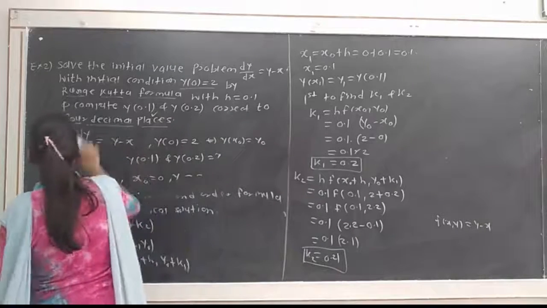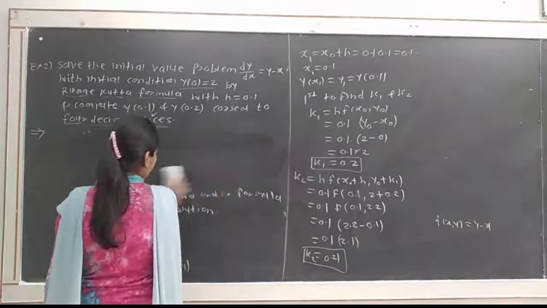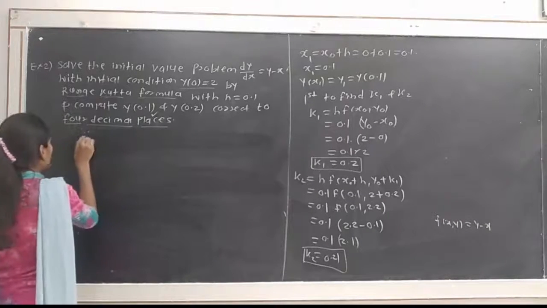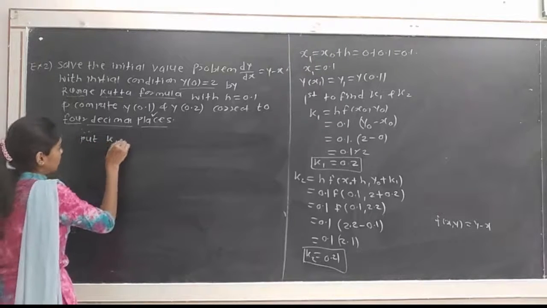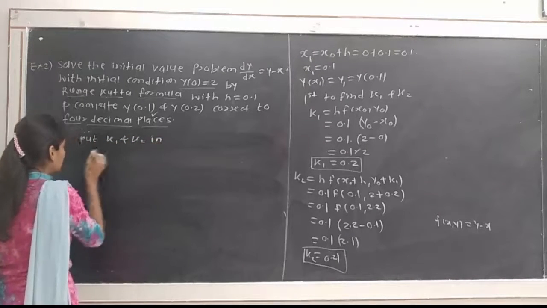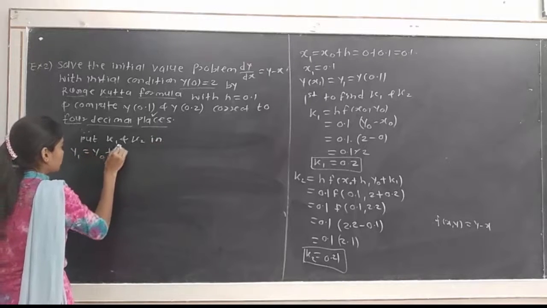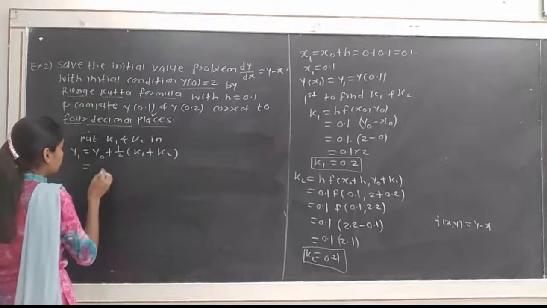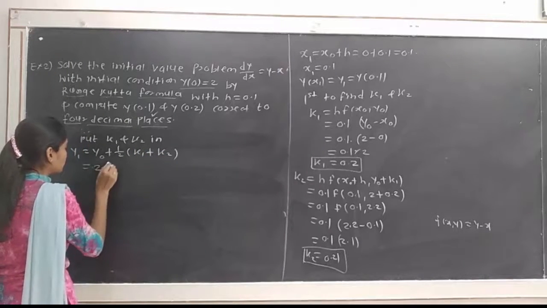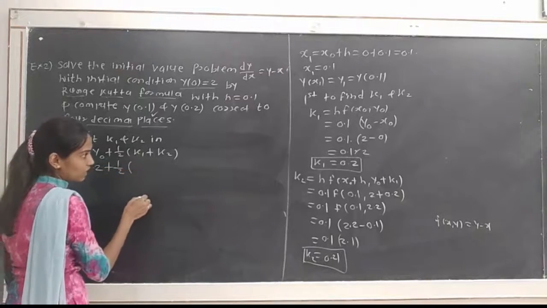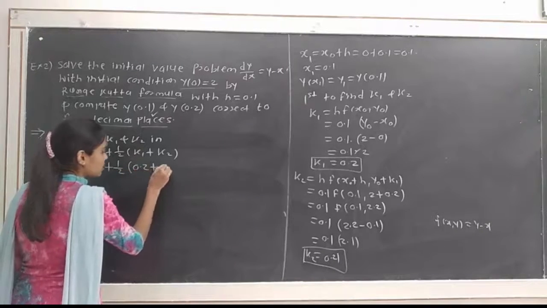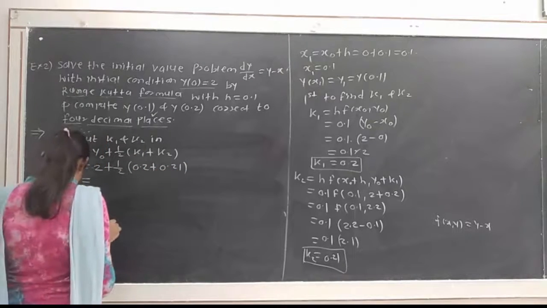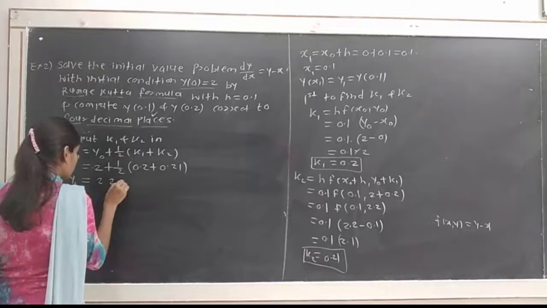Then we simply have to put k1 and k2 in the formula of second order. y1 is equal to y0 plus 1 by 2 in bracket k1 plus k2. So y0 will be 2, then 1 by 2 in bracket k1 we have 0.2 plus k2 will be 0.21. After this calculation we get the value of y1 as 2.205.